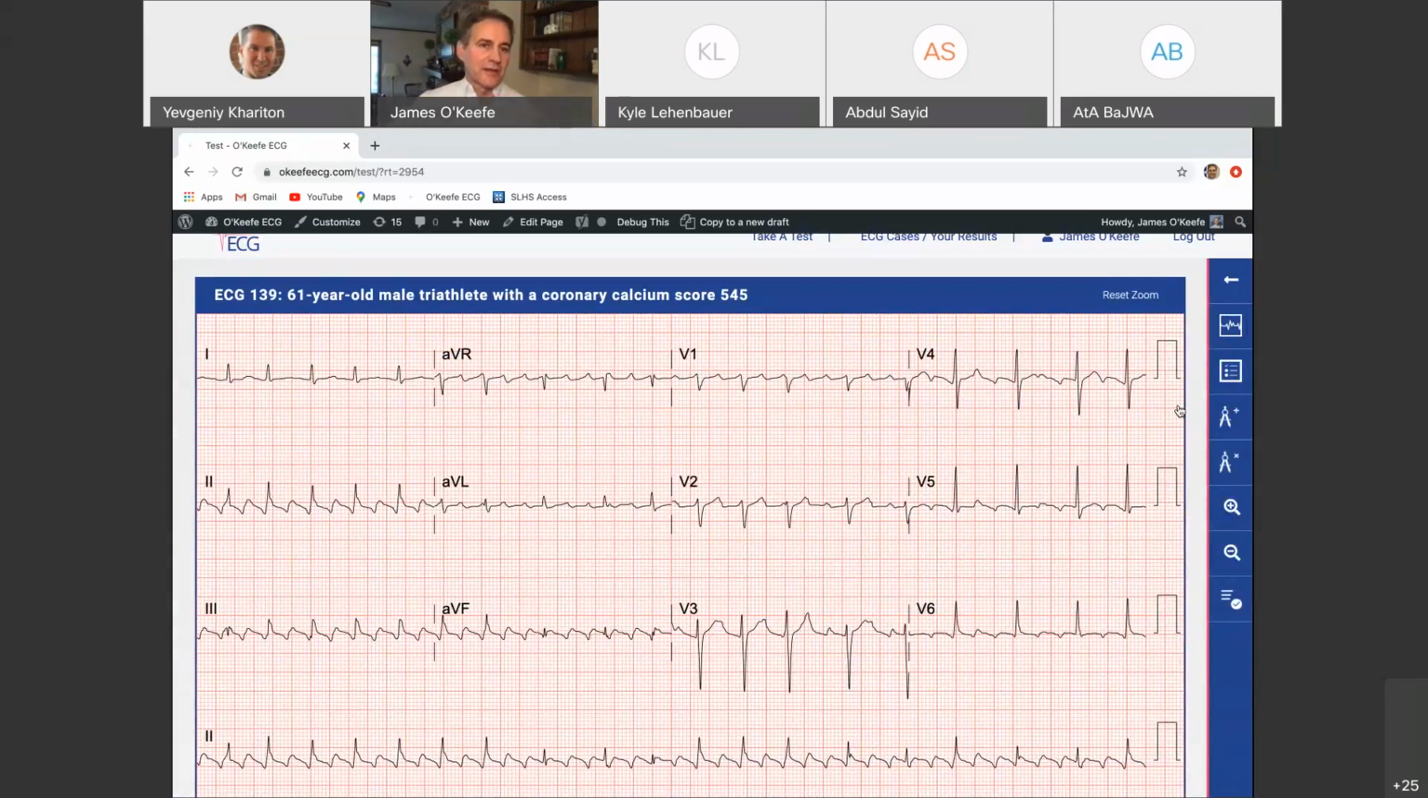This is a 61-year-old. This guy I just saw last week. He's a triathlete, a physician, very type A, hard-charging guy. Comes in with palpitations, had a coronary calcium score of 545, never had any coronary symptoms. His cholesterol's a little high, but he's noticing some palpitations. So he came in to see me and he's sitting in the exam room, really no complaints presently, wasn't noticing any palpitations, but this is his ECG. So what do we think here?